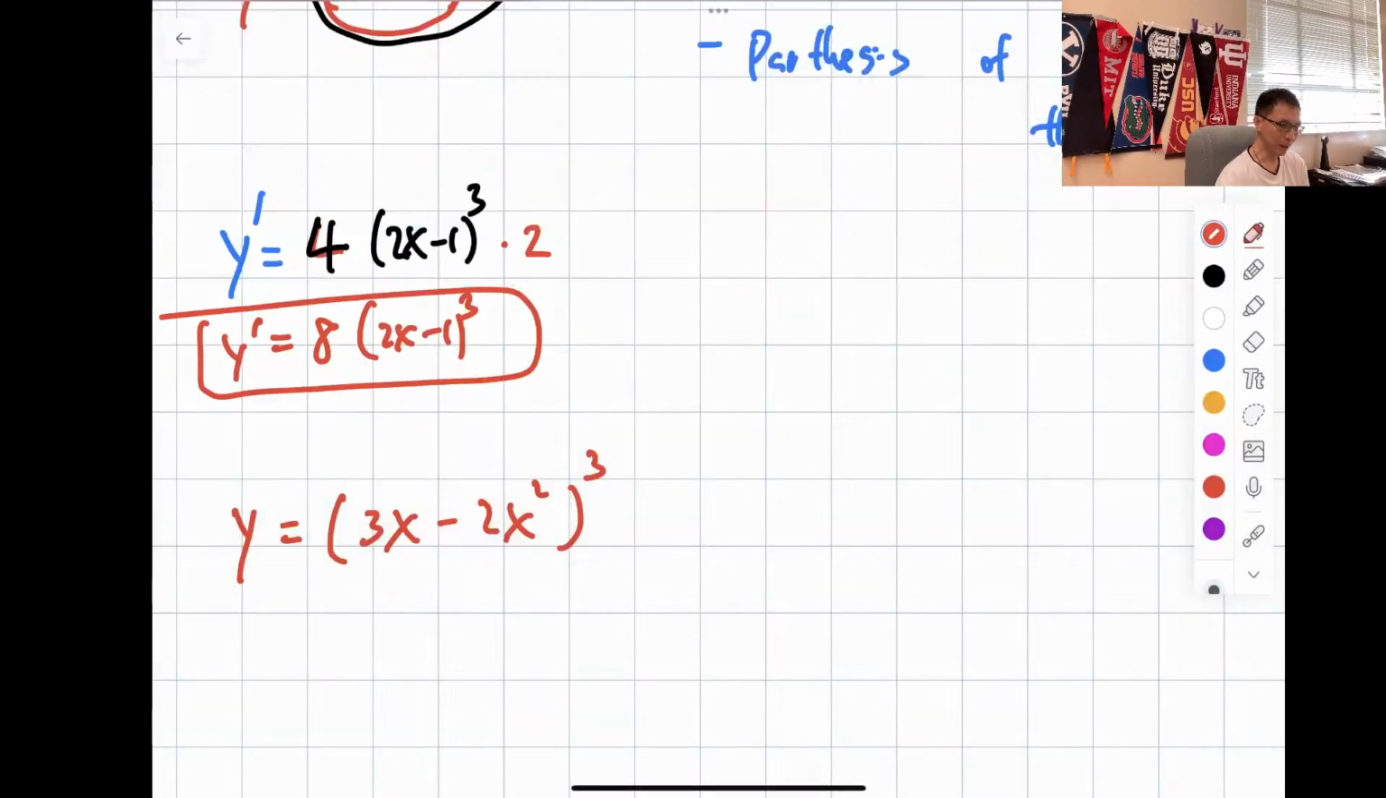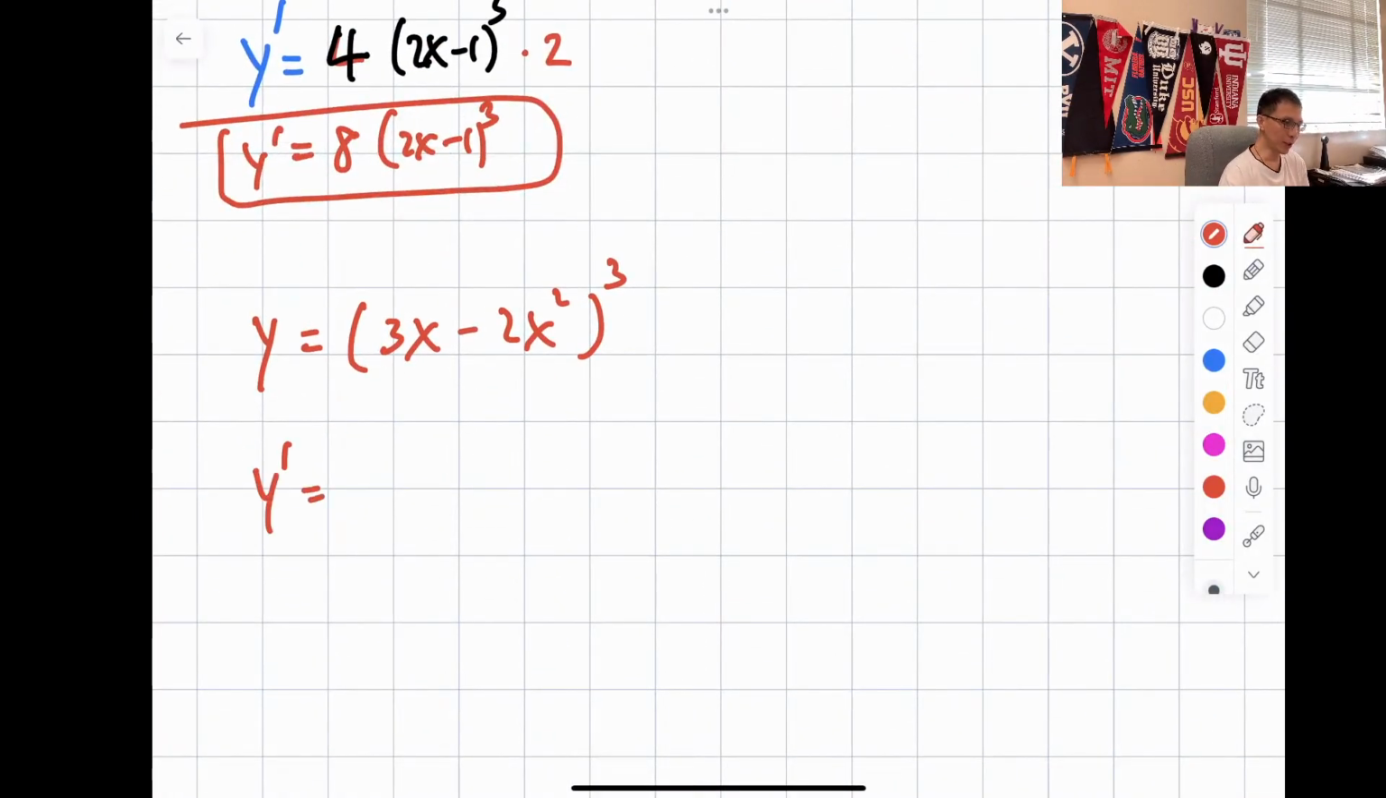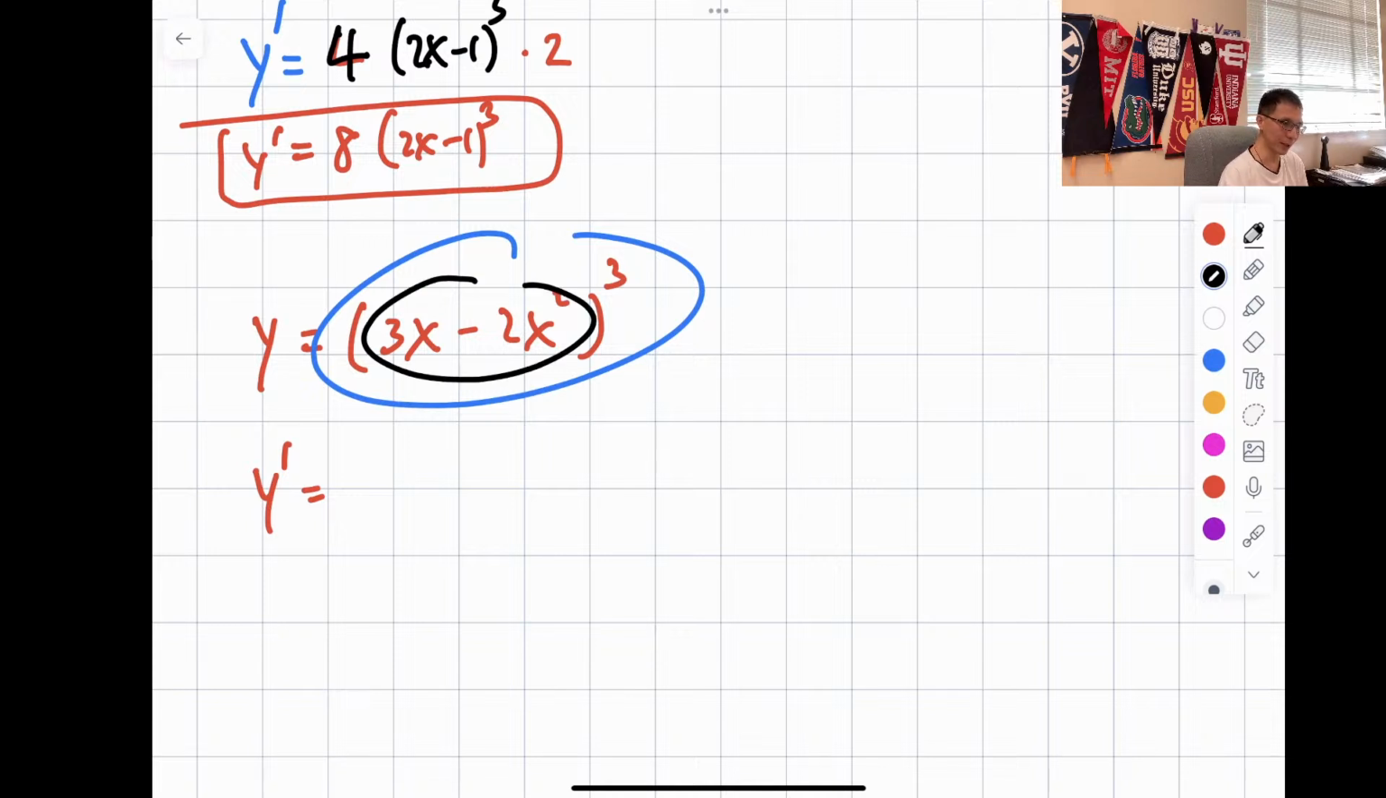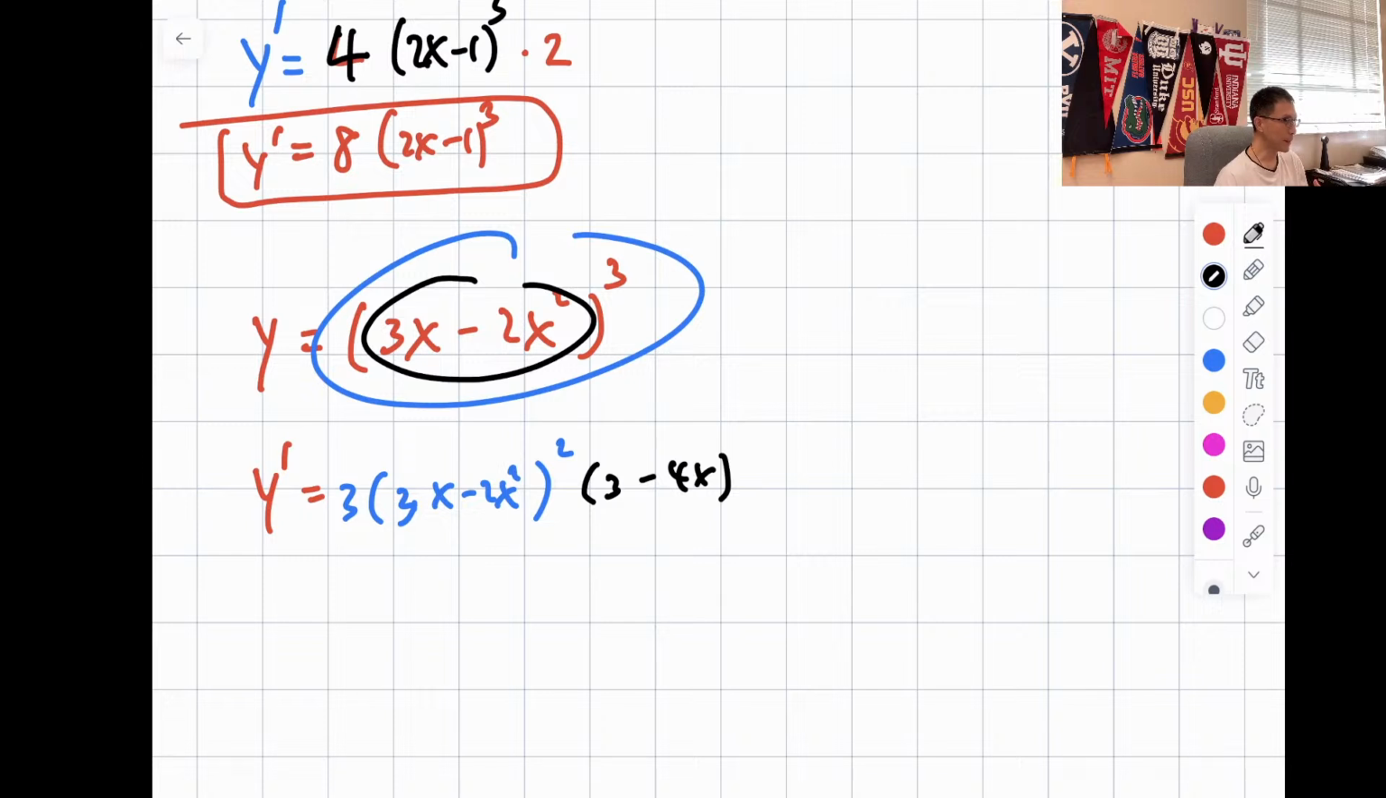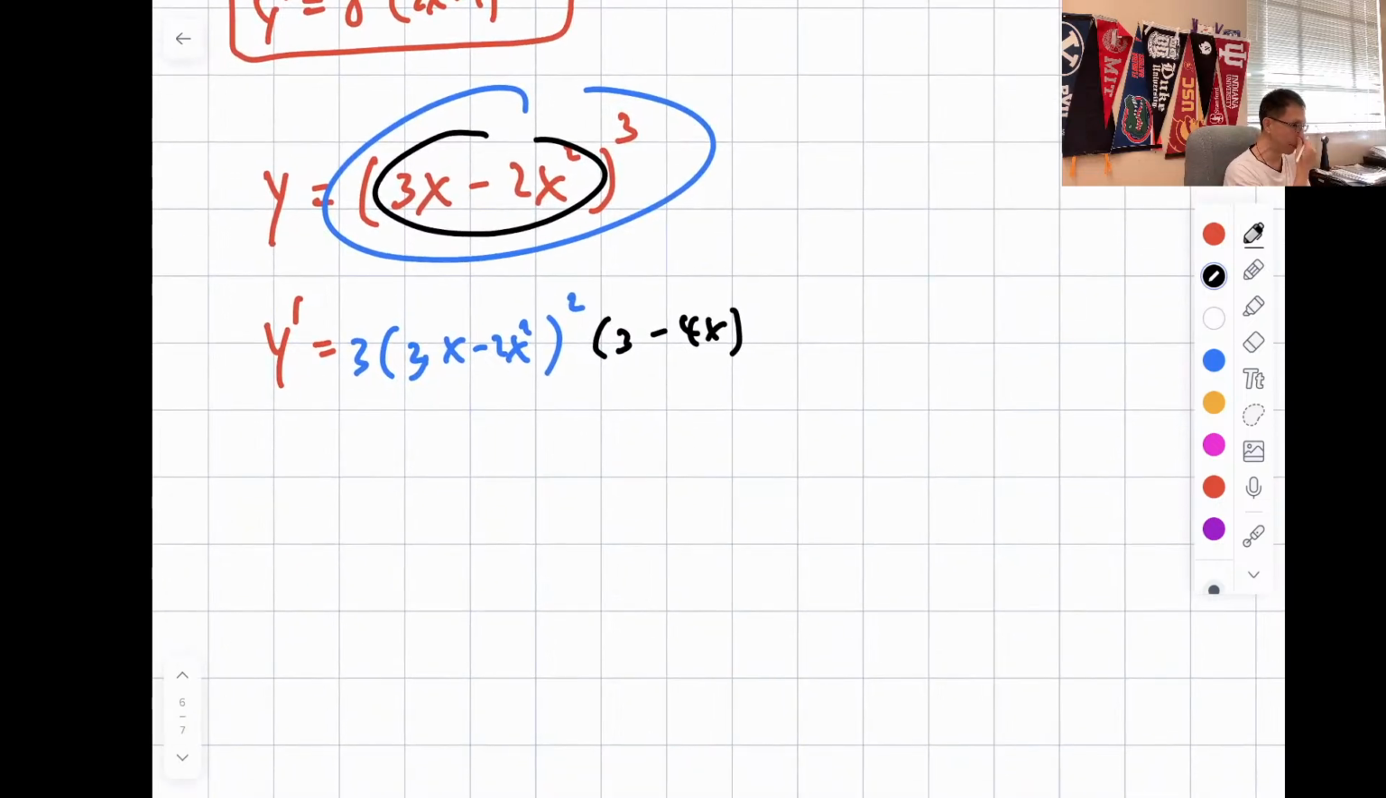Now, I don't know why it's working so well. This is y prime. So first layer, second layer. I'm gonna take a derivative of the first layer, so it'll be blue. It'll be 3 times 3x minus 2x squared to the second. And then I have to take a derivative of the black layer, which here is gonna be 3 minus 4x. Now, some people distribute this if you want to, but I won't distribute it. I'll just leave it in factor form because I think factor form is better because it's easier to find horizontal tangents, right? So that's it. I'm done. It's very, very easy.